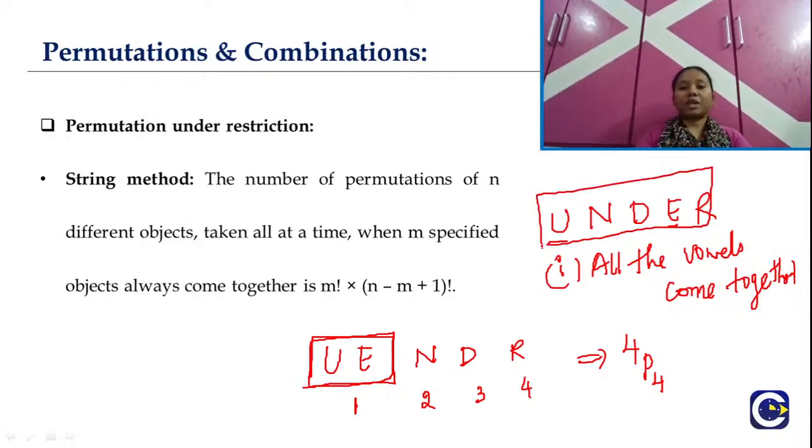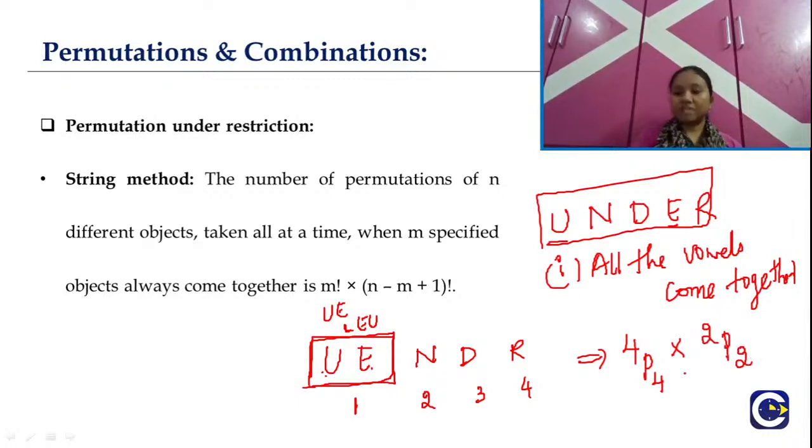Initially it is 5, but here they have mentioned all the vowels should come together. That's why we have kept these vowels in a box, so our n has turned out to be 4. Now for these 4, how many permutations will we have? That is 4P4. Whereas U and E can be arranged as UE or EU, that means 2 factorial ways, that is 2P2. So it is nothing but 4 factorial into 2 factorial.